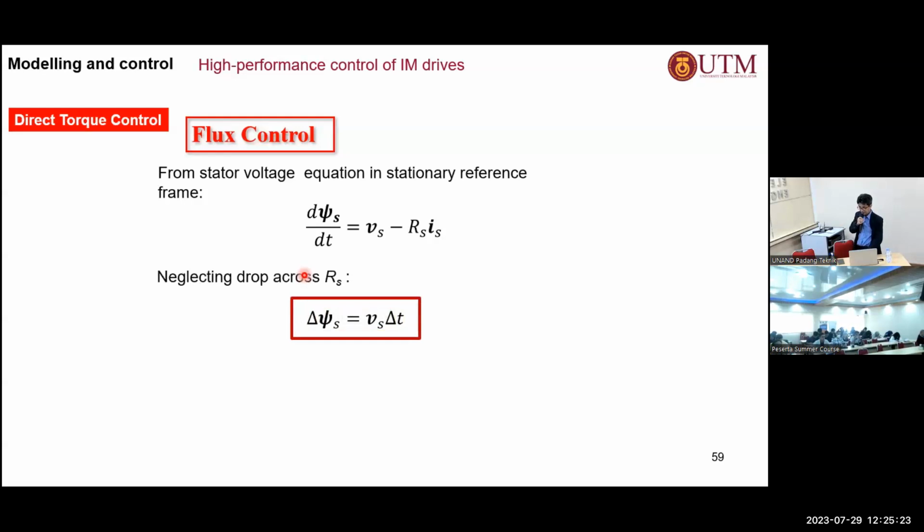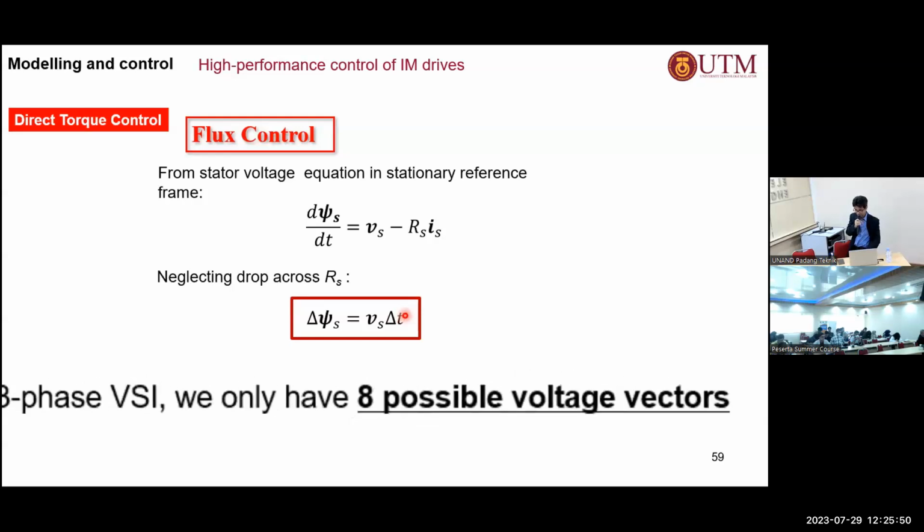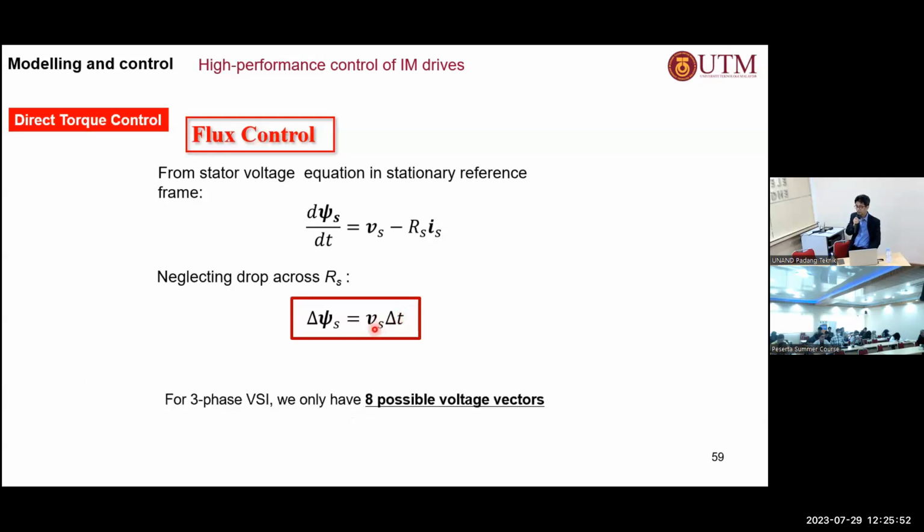Now, if I assume a negligible ohmic drop in Rs, then I can assume that a change in the flux is simply equal to the voltage vector times a small change in time, right? This is valid if the change in time is very, very small, which means that I can control the change of the stator flux by applying a voltage vector for a small period of time, right? And there are 8 possible voltage vectors that I can use.